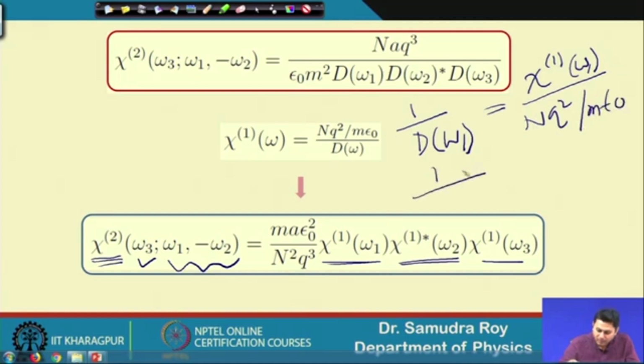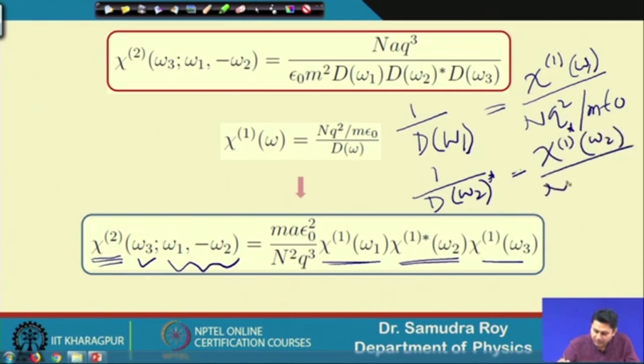Also, n of omega 2 star will be chi 1 star omega 2 divided by the same quantity, n q square divided by m epsilon 0. Now, if I start replacing 1 by d omega 1, 1 by d omega 2 and 1 by d omega 3, then we have n square and q to the power 6. So, n cube divided by q to the power 6, 1 n is sitting here and q cube is sitting here.